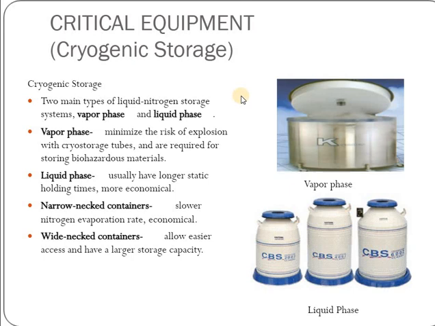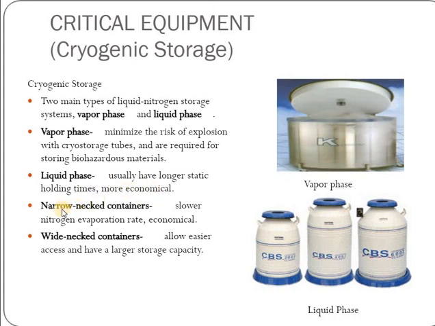Then the other equipment which is also of critical use is cryogenic storage, that is for keeping liquid nitrogen. Two main types of liquid nitrogen storage systems are vapor phase and liquid phase. These two are used for cryogenic storage. Vapor phase minimizes the risk of explosion with cryostorable tubes and is required for storing biohazardous material. Liquid phase usually has longer static holding times and is more economical.